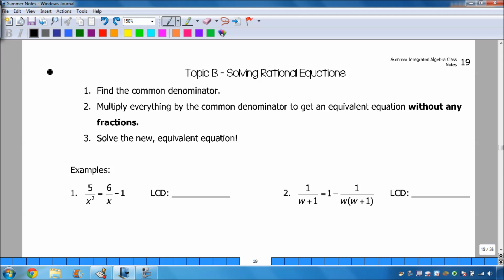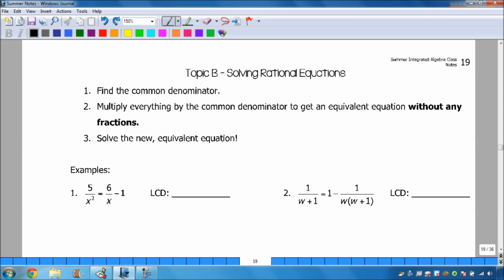Topic B is on solving rational equations, or equations with fractions in them. This is probably the toughest topic that you're going to learn out of all the fractional equations that we'll be doing. So make sure you really are following along and rewinding if you missed something that you didn't really understand, okay? So follow these steps that are on your paper in front of you, and hopefully that will help you find a little bit more success with these types of problems.